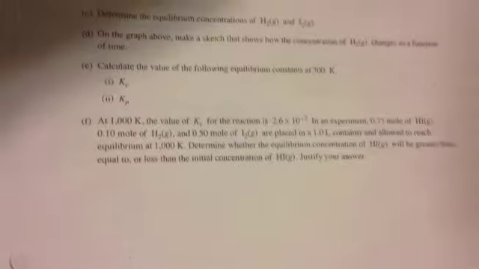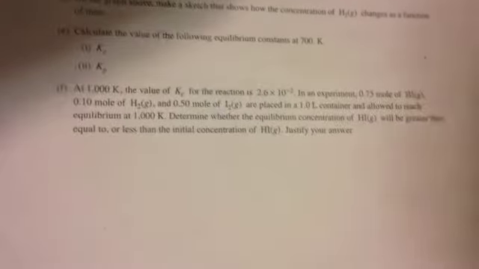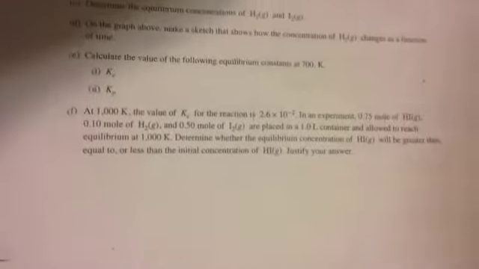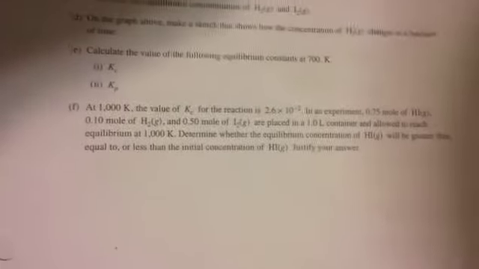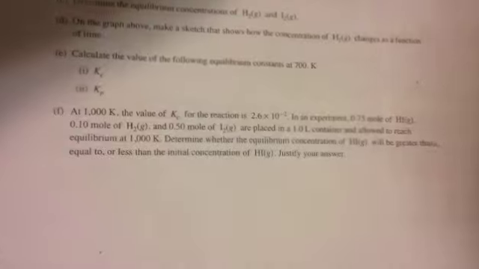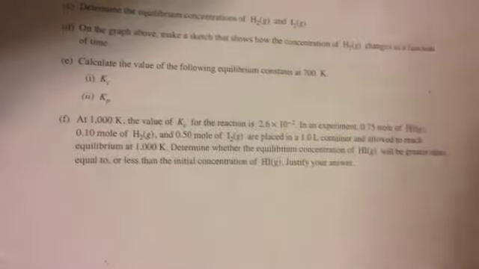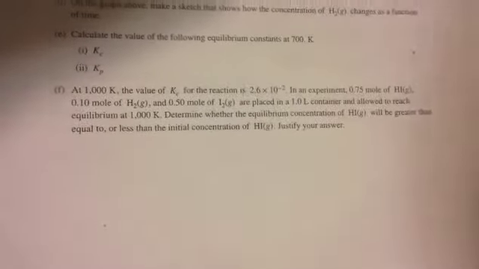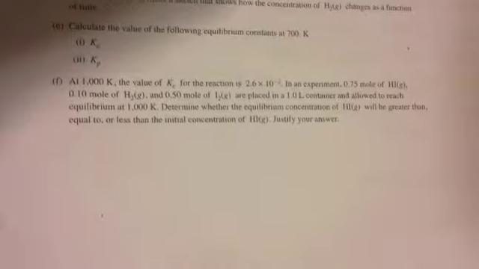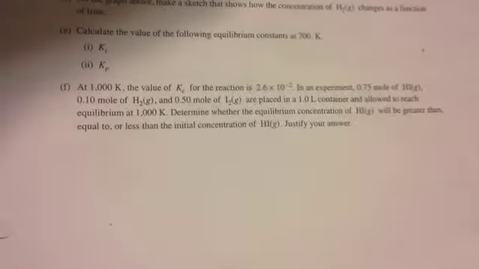F. At 1000 Kelvin, the value of Kc for the reaction is 2.6 times 10 to the negative second power. In an experiment, 0.75 moles of HI gas, 0.10 moles of H2 gas, and 0.5 moles of I2 gas are placed in a 1 liter container and allowed to reach equilibrium at 1000 Kelvin. Determine whether the equilibrium concentration of HI gas will be greater than, equal to, or less than the initial concentration of HI gas. Justify your answer.